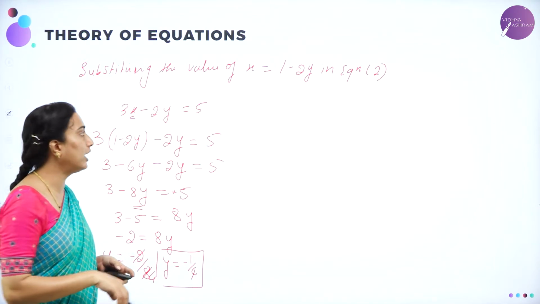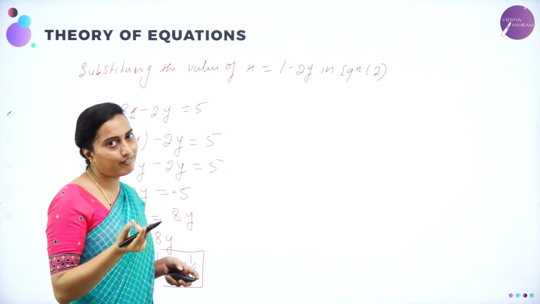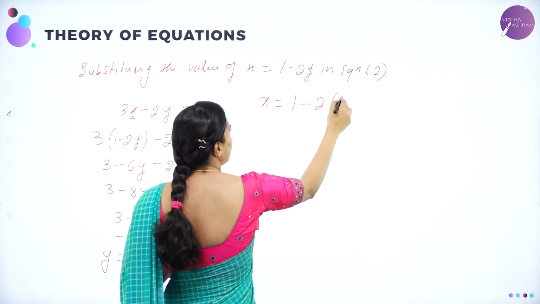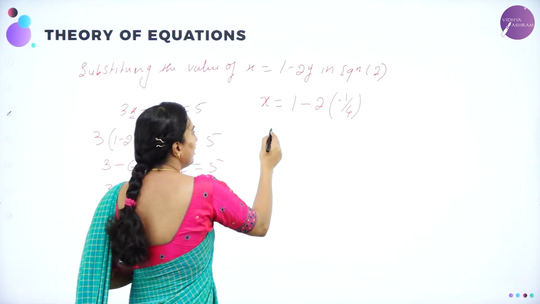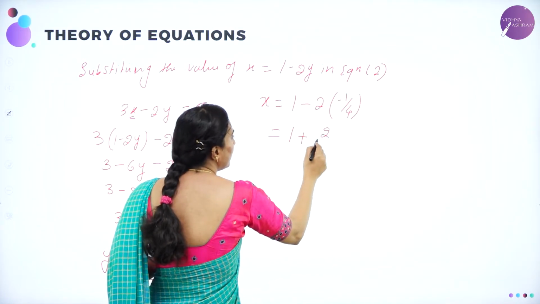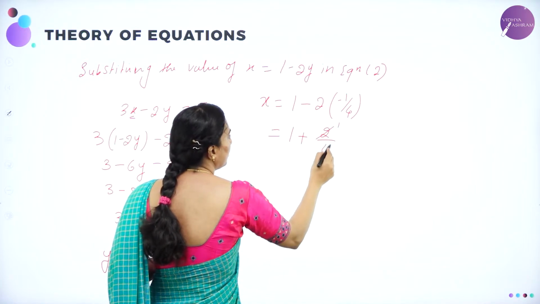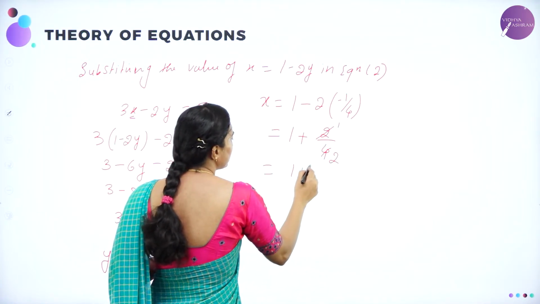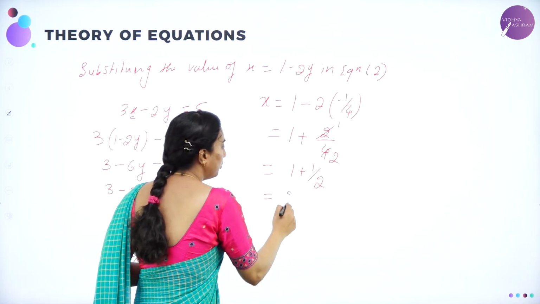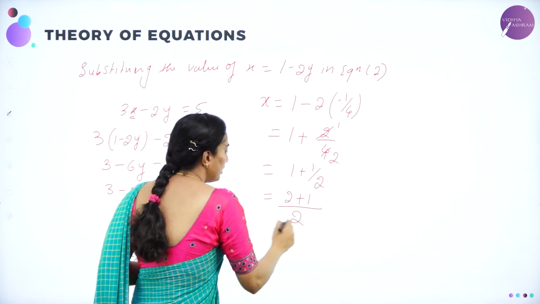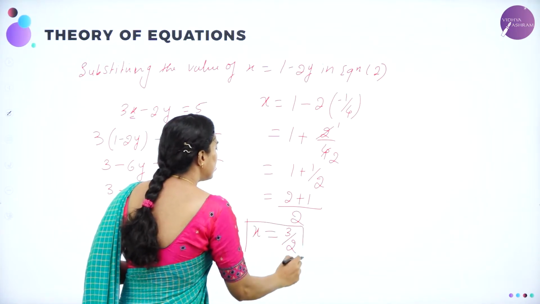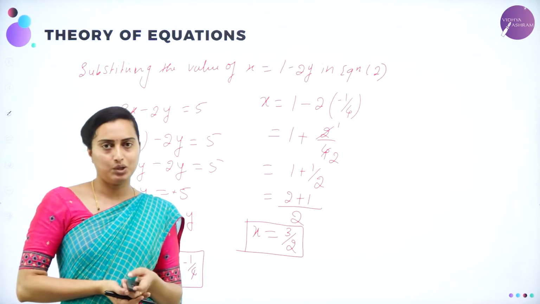Now, substituting this value of y in here, we are going to get the value of x. Now, x will be is equal to 1 minus 2 into y value, which is minus 1 by 4. Therefore, which will be is equal to 1 minus, here minus into minus is plus, 2 into 1 is 2 divided by 4. Now, 2 ones are 2, 2 twos are 4, which will become 1 plus 1 by 2. Now, you can take the LCM, dear students. 2 ones are 2 plus 1 divided by 2. So, therefore, x will be is equal to 2 plus 1 is 3 divided by 2. This is how we are going to solve the linear equation.